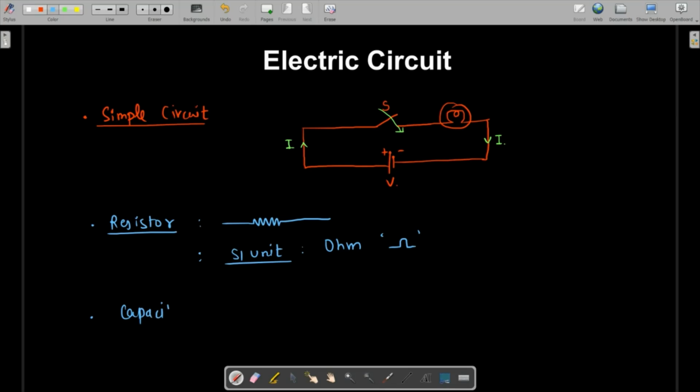If we talk about a capacitor, then the capacitor is represented by two parallel plates. So this is how a parallel plate capacitor, to be more precise, looks like. This is the symbol. And if we talk about its SI unit, then the SI unit of the capacitor is the farad, and it is represented as F. So this is how the capacitor is represented.